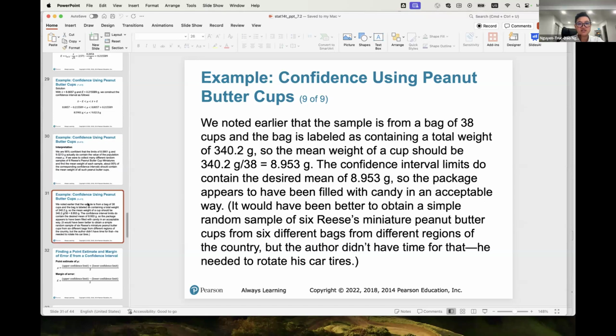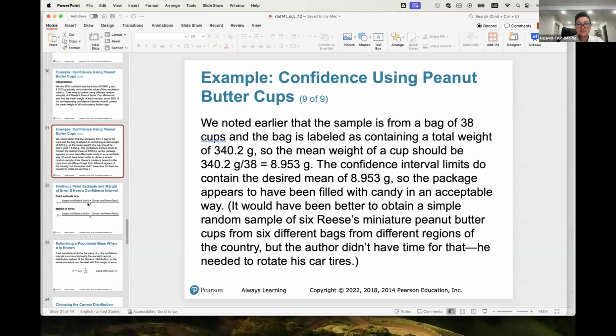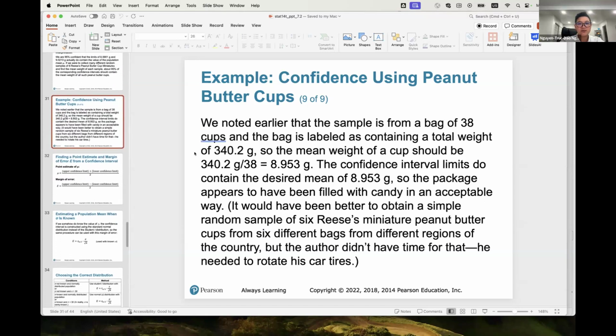So that is the interpretation of the problem. And okay, we noticed earlier that the sample is from a bag of 38 cups, and the bag is labeled as containing the total weight of 340.2 grams. So the mean weight of the cup should be calculated. In this case, we divided it by 38, right? And we calculate the mean of the cup.